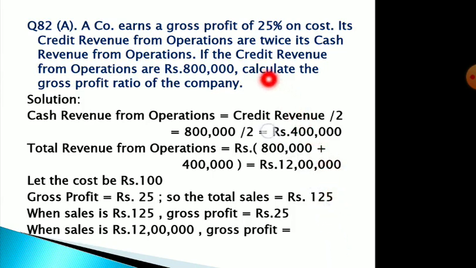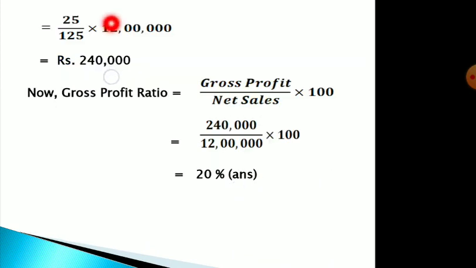Now from this sales amount, that is 12 lakh, we can find the gross profit. So we are following the unitary method. When sales is rupees 125, gross profit is rupees 25. When sales is rupees 12 lakh, gross profit is 25 divided by 125 into 12 lakh, that is equal to 2,40,000. Now putting it in the formula of gross profit ratio, that is gross profit by net sales into 100. So gross profit is 2,40,000 divided by net sales 12 lakh into 100. That is equal to 20%.